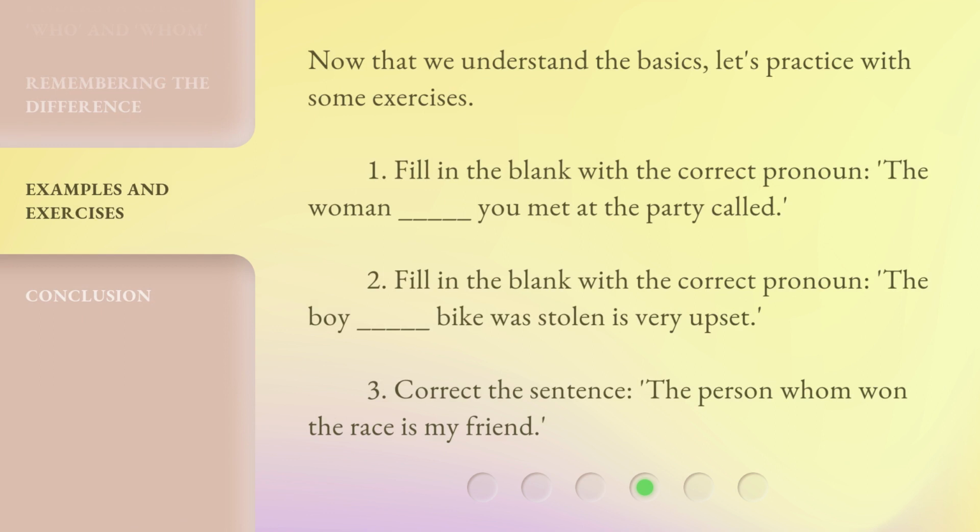Now that we understand the basics, let's practice with some exercises. 1. Fill in the blank with the correct pronoun. The woman, blank, you met at the party called. 2. Fill in the blank with the correct pronoun. The boy, blank, bike was stolen is very upset. 3. Correct the sentence. The person whom won the race is my friend.